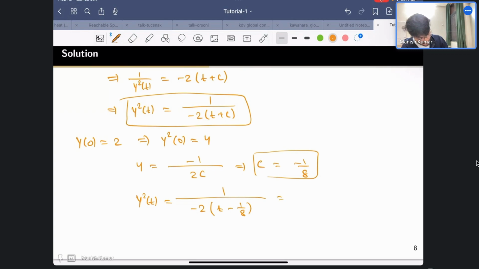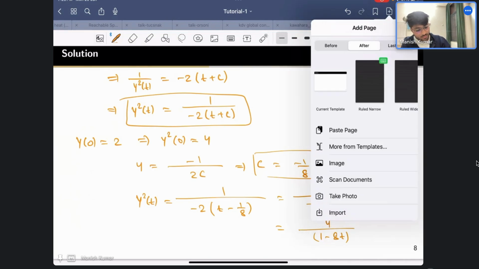So if I take the LCM, it will be minus 1 by 4. So let me compute minus 2, 8t minus 1, and 8 will be gone above. So I have 4 by 1 minus 8t. Right, so this is how y square looks. I hope everything is correct. Is this fine? Is this okay?